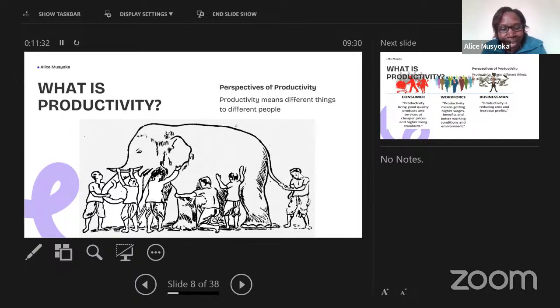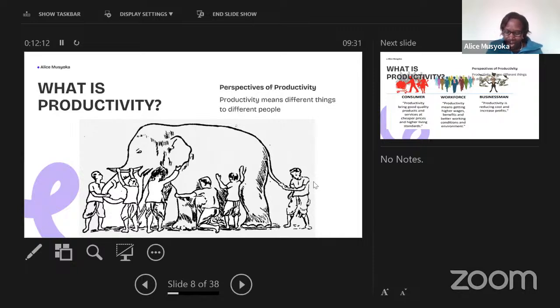I brought this elephant. I know most of you have seen it elsewhere. When you look at an elephant such as this one, someone is holding at the tail. Another one is holding the trunk. Another one the ears. Another one the legs. And this is how we can describe productivity. People have different perspectives about productivity, and productivity means different things to different people.